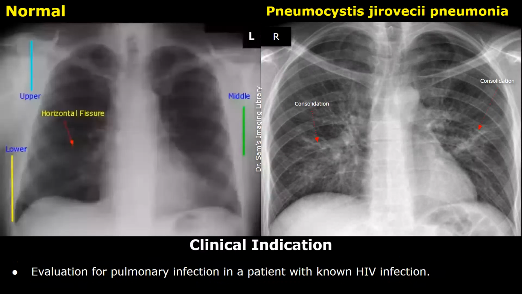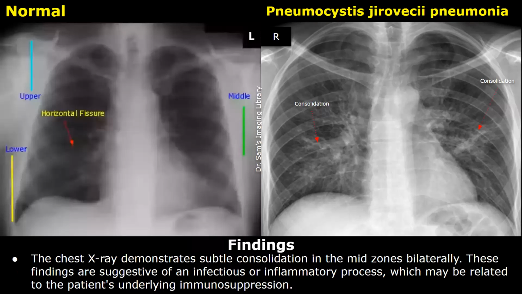Here is another case. Clinical indication: evaluation for pulmonary infection in a patient with known HIV infection. These are the findings. The chest X-ray demonstrates subtle consolidation in the mid-zones bilaterally. These findings are suggestive of an infectious or inflammatory process, which may be related to the patient's underlying immunosuppression.